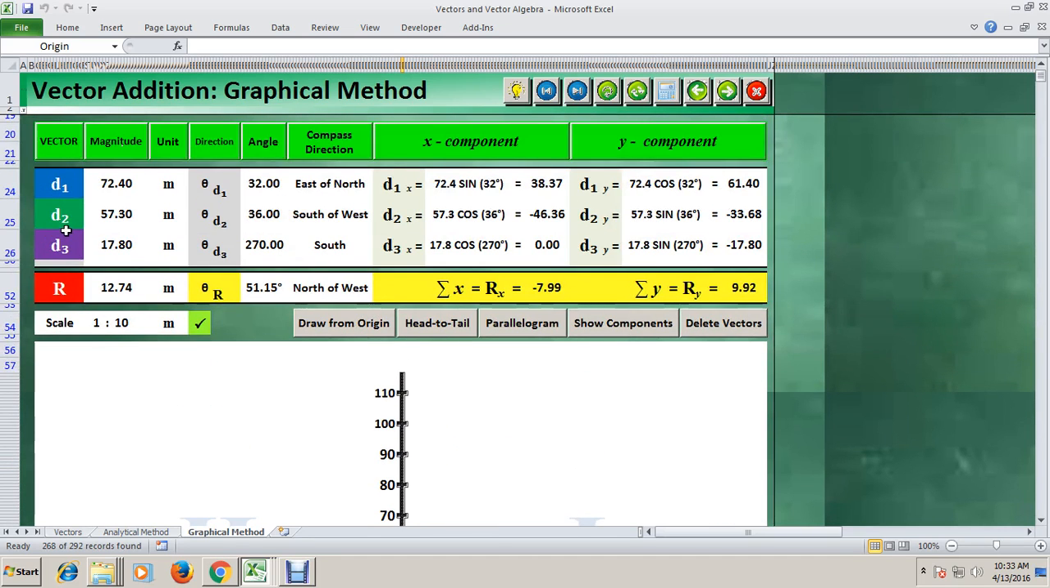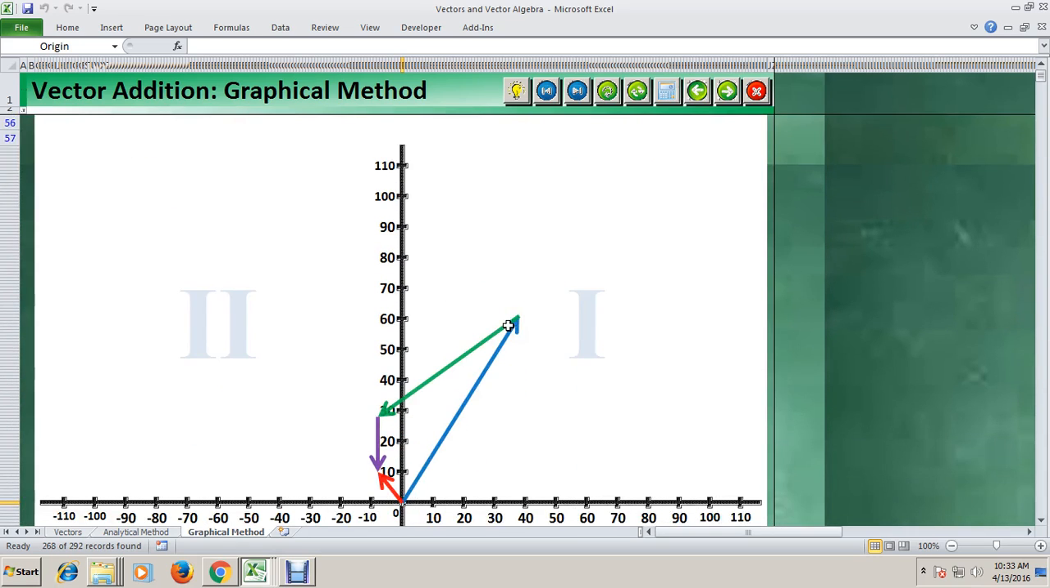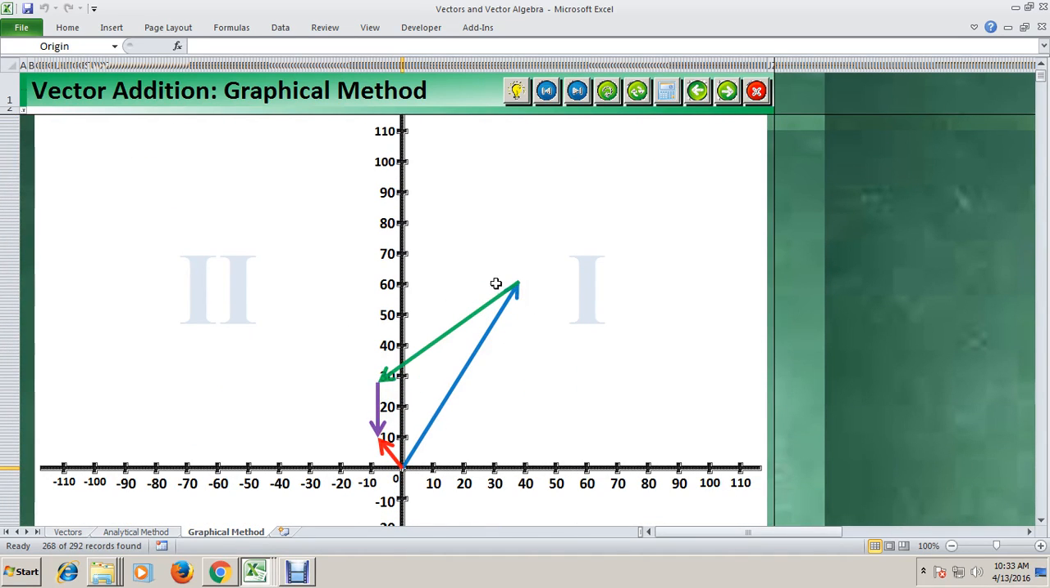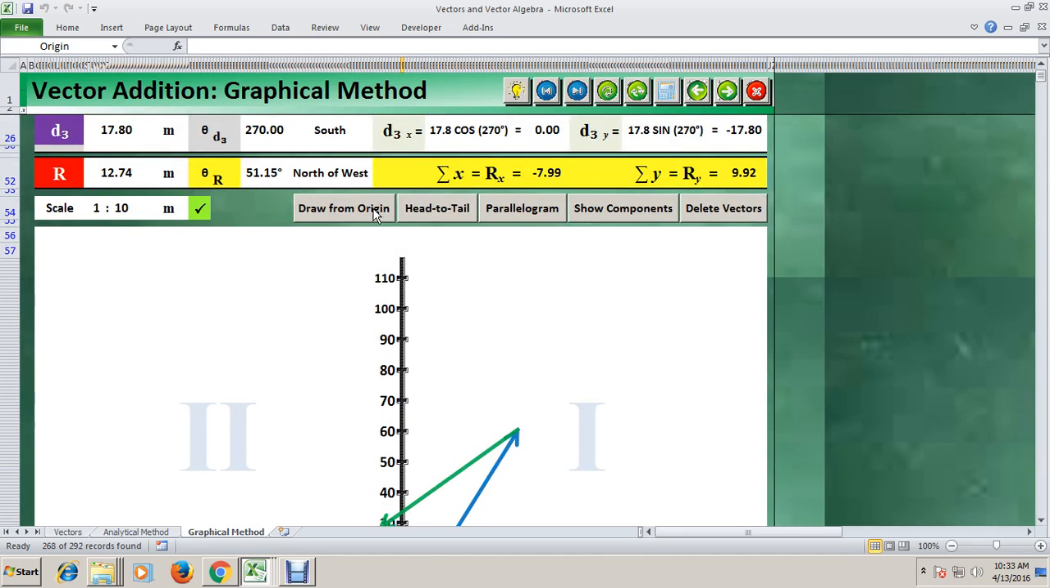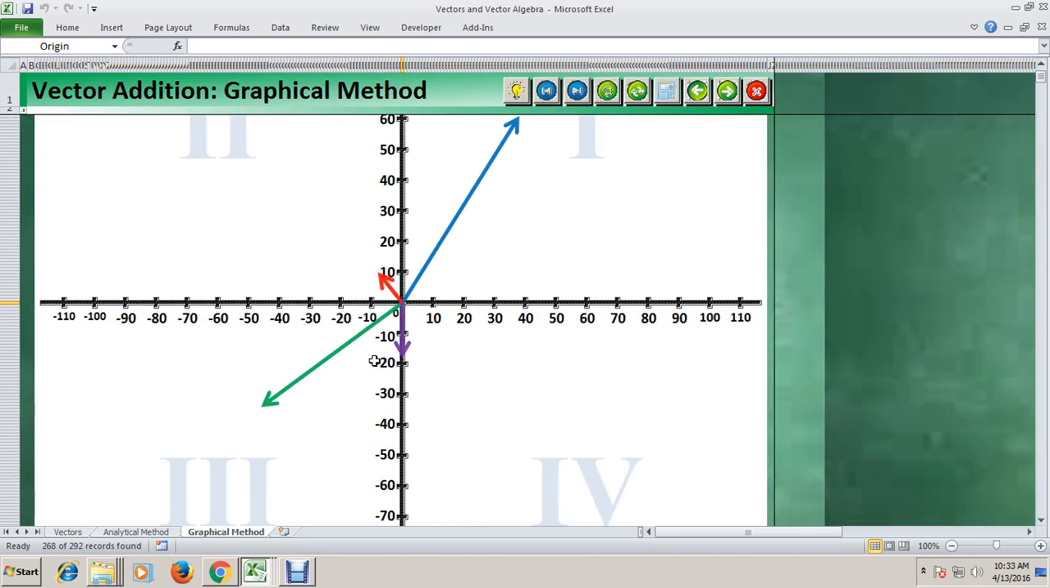The green vector, or d sub 2 vector, is 36 degrees south of west. South of west should be on the third quadrant. Now we cannot see this directly here since we have drawn the vectors head to tail. But if we draw the vector from the origin, we can see that the vector is located on the third quadrant.